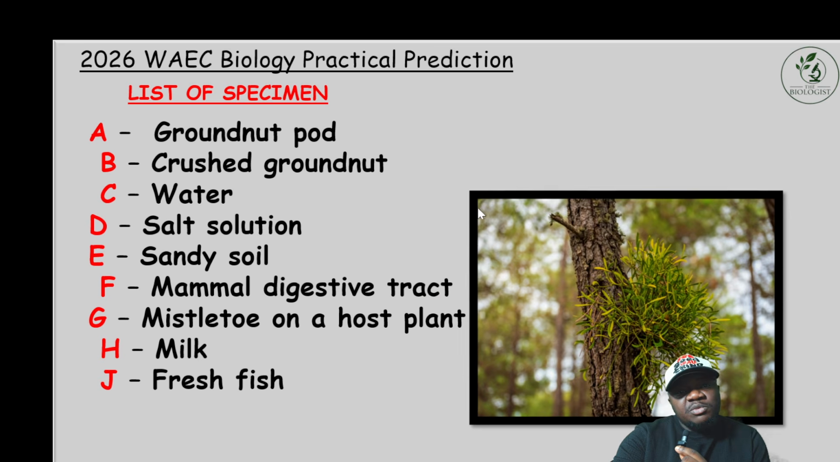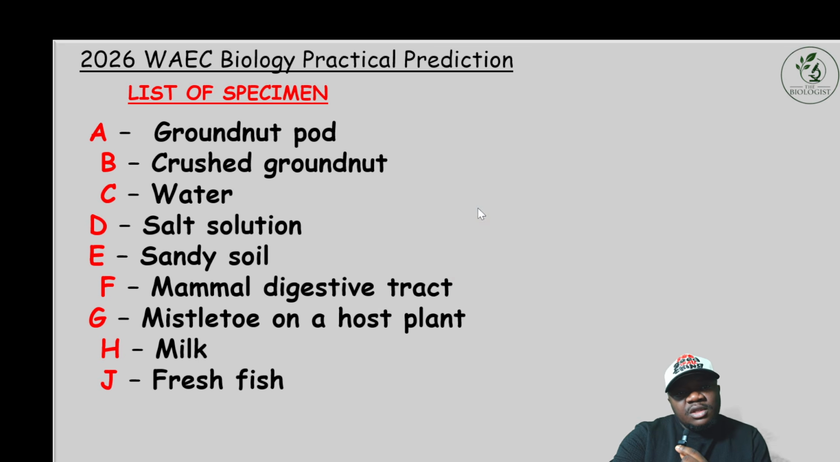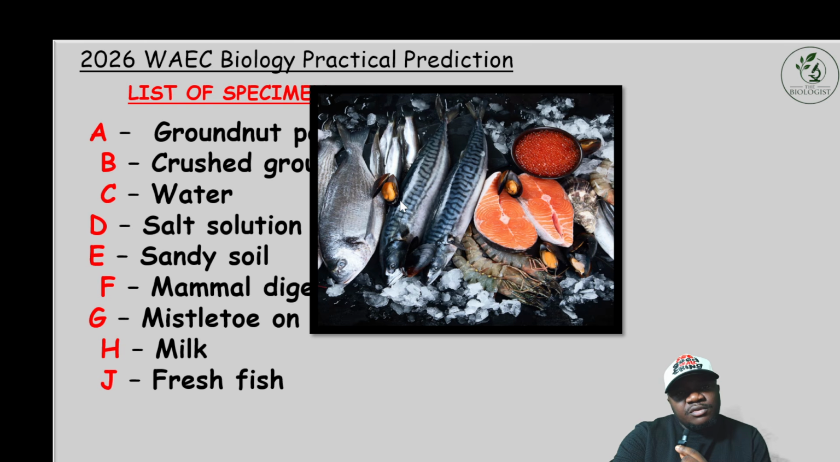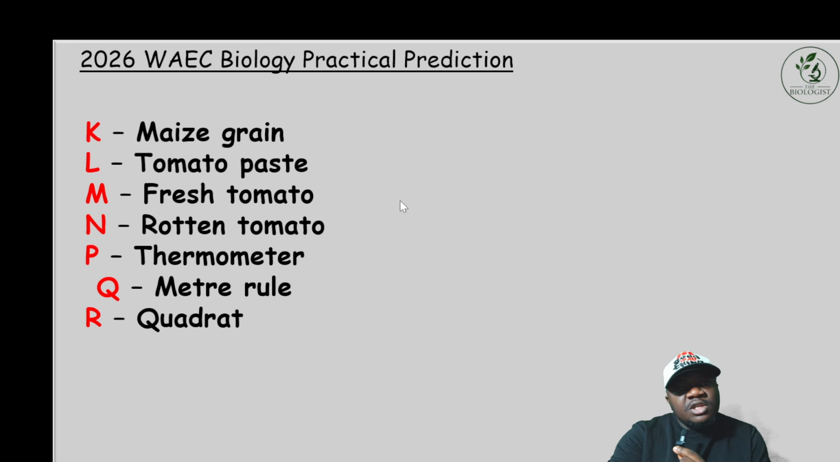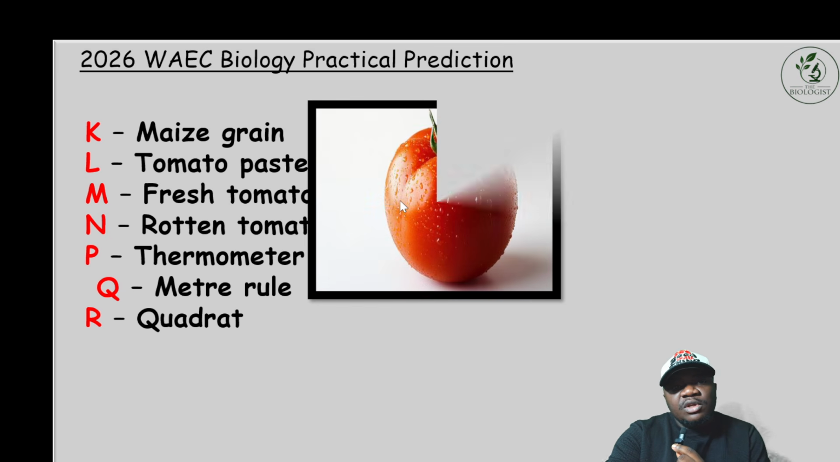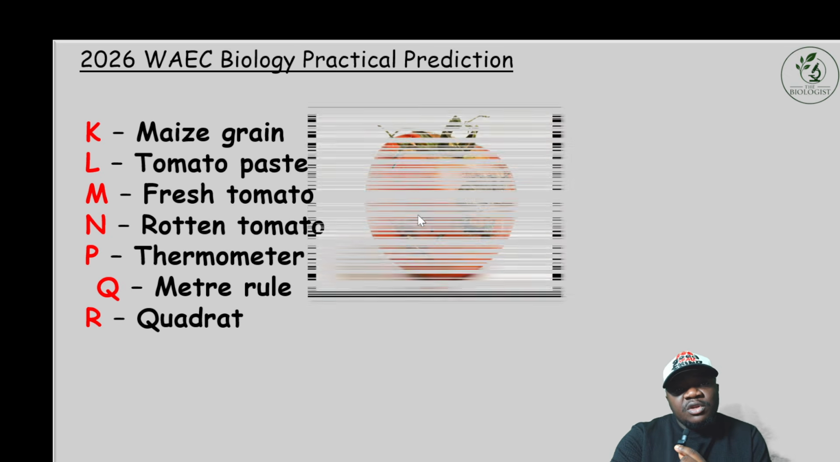Then you have your specimen H, you have your milk. Then you have your fresh fish. For the next specimen, specimen K, you have your maize grain. You have your tomato paste, a fresh tomato, and a rotten tomato. With this, they will always ask you which organism causes this type of damage to the tomato. So it's a fungus.